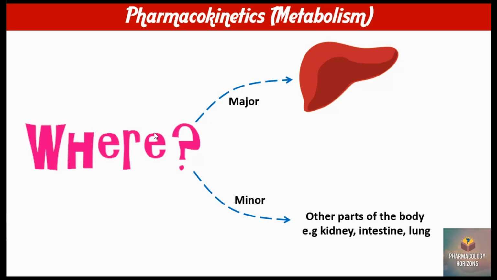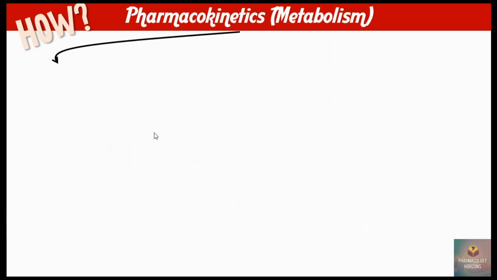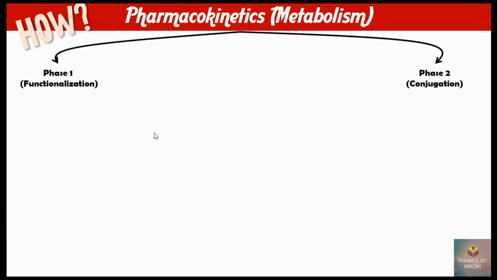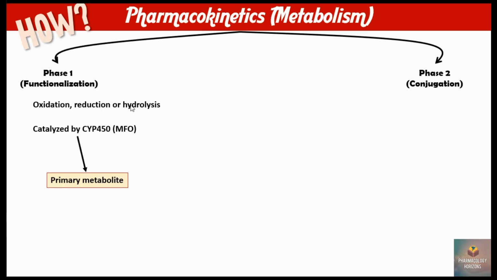The third question is, how is that done? Metabolism occurs through a series of reactions. When the chemical reaches the liver, we can classify these reactions into phase 1 reactions and phase 2 reactions. Phase 1 is also called the functionalization process. It means that it deals with a functional group in the molecule and not the whole molecule. Examples of phase 1 reactions are hydrolysis, oxidation, and reduction. Phase 1 reactions are catalyzed by cytochrome P450, and we will have a talk about these enzymes in another video.